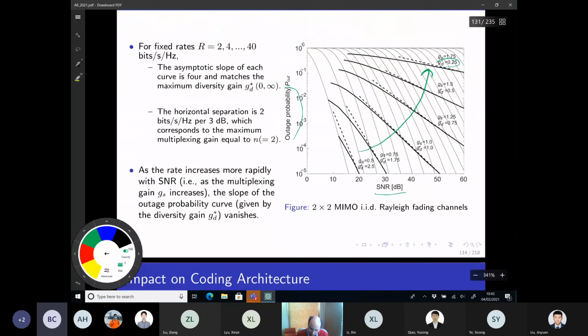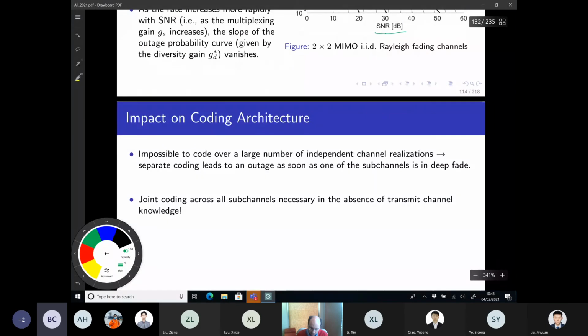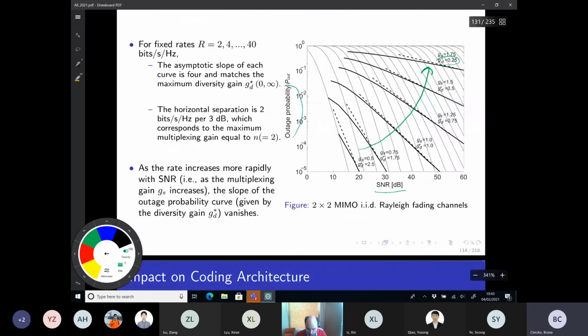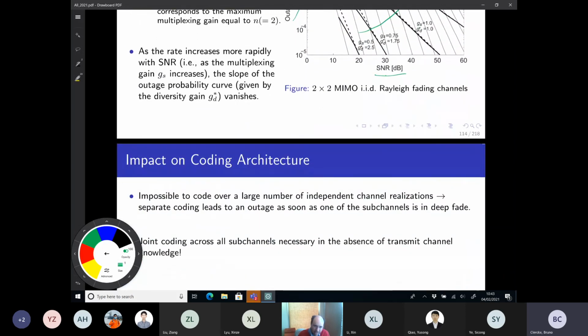So what is the implication of this diversity multiplexing trade-off? It means that because you don't know H at the transmitter and the channel is slow fading, you don't have the ability to encode over many realizations of the channel. This is quite different from the fast fading case. So in order to achieve this diversity multiplexing trade-off, the best schemes are going to have to encode across all antennas.